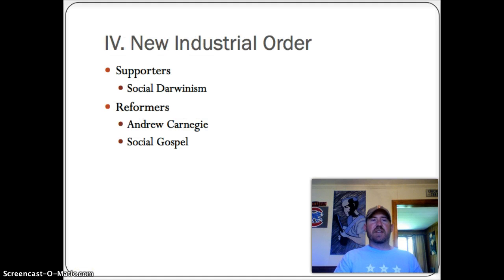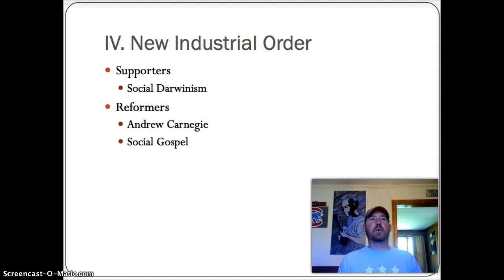All right, you also see a new industrial order come about during this time. Supporters of this industrialization and the treatment of workers, and also the consolidation of businesses, use social Darwinism to justify these actions. Social Darwinism is basically survival of the fittest. The strong at the top, and they use this to advocate monopolies and things like that.